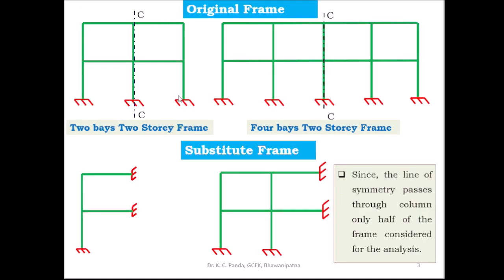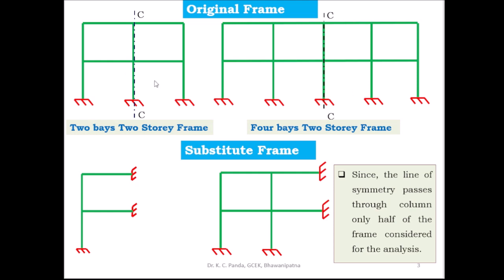So look at this figure. This is the original frame, a two-story frame. Here there are two bays and a two-story frame. And look at this figure. Here, 4 bays and a two-story frame. In both the frames, the number of bays is even. So here there are 2 bays and here there are 4 bays.